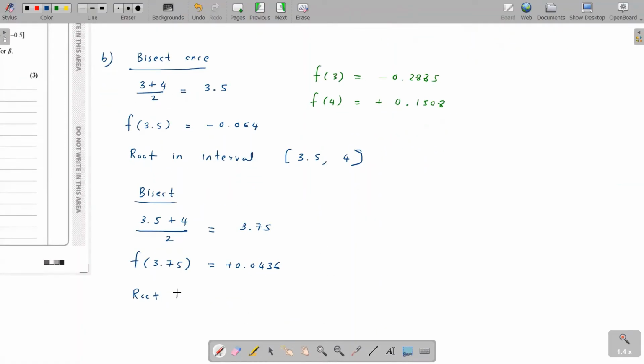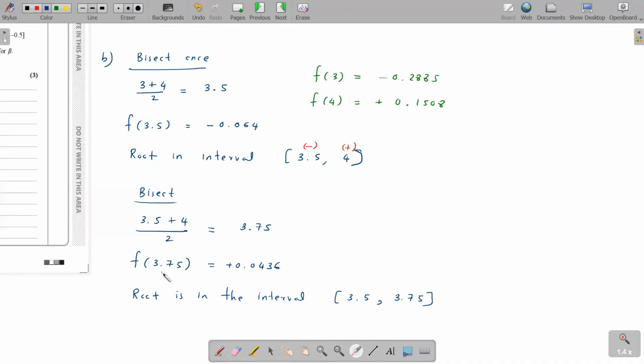The root is in the interval. What's the new interval? 3.75 is a positive figure. From the previous interval, I have to get the x value which gives the negative y. Now 3.5 gave me a negative y value and 4 gave me the positive y value, right? So I should take the x value which gives me the negative y. Who is it? 3.5. So what's the new interval then? The new interval should be from 3.5 to 3.75. Are you with me? Because at 3.5 we get a negative y value, at 3.75 we get a positive y value.